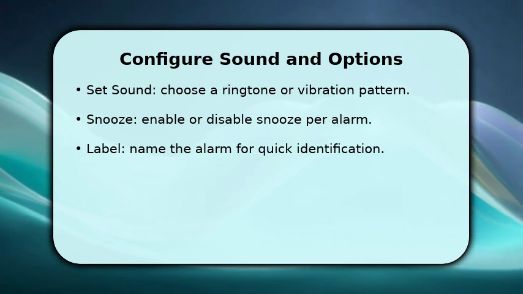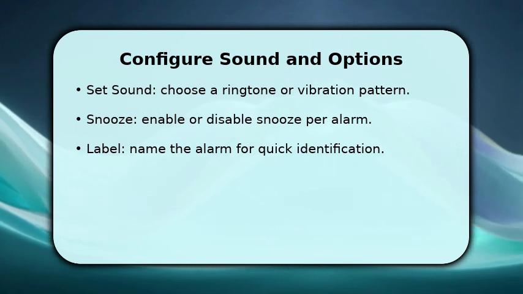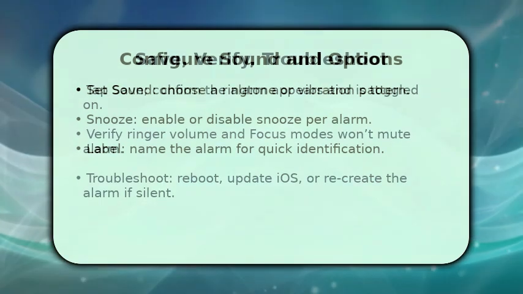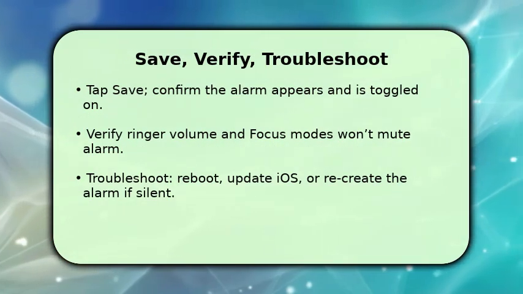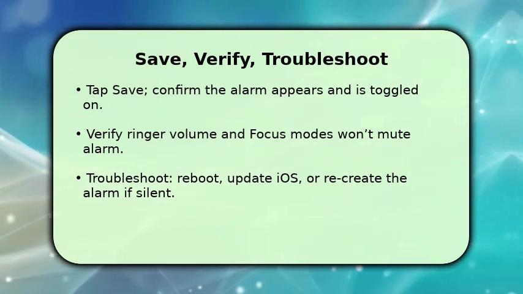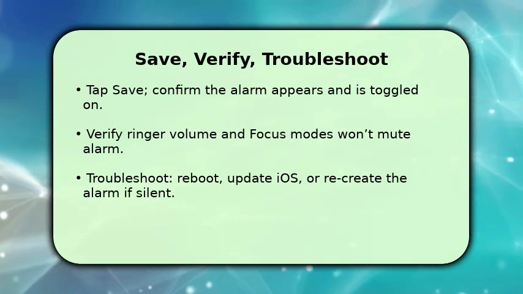Once configured, check the volume and do not disturb settings. Save the alarm and verify it shows in the list with the toggle turned on. This confirms the system will trigger it. Make sure your ringer volume is up because the alarm uses the ringer volume. Adjust in Control Center. Also check focus or do not disturb settings and make sure bedtime alarms are managed correctly.